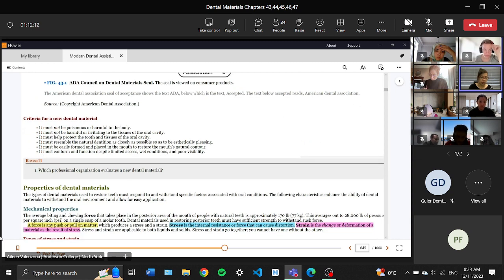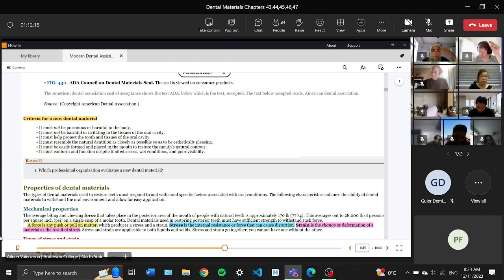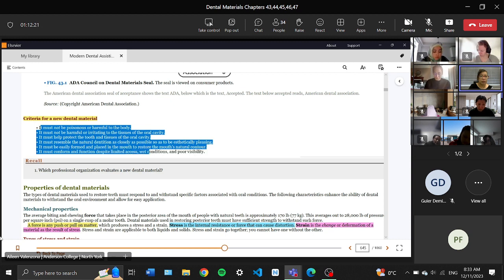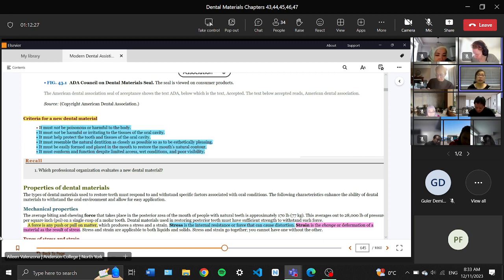Okay. Criteria for a new material. I want you to know this one. It must not be poisonous or harmful to the body. It must not be harmful or irritating to the tissue of the oral cavity. It must help protect the tooth and tissue of the oral cavity. It must resemble the natural dentition as closely as possible so as to be aesthetically pleasing. It must be easily formed and placed in the mouth to restore the mouth's natural contour, and it must conform and function despite limited access, wet conditions, and poor visibility.